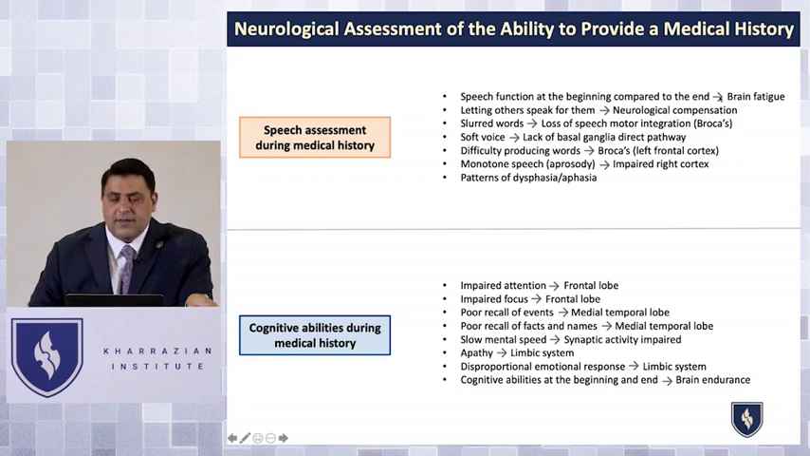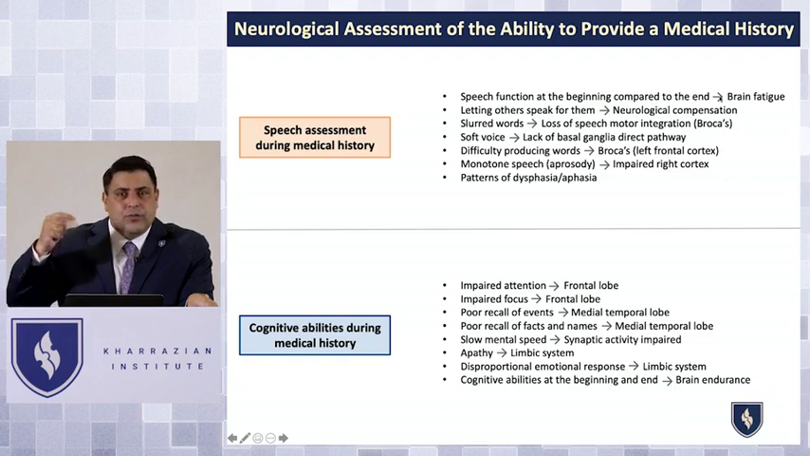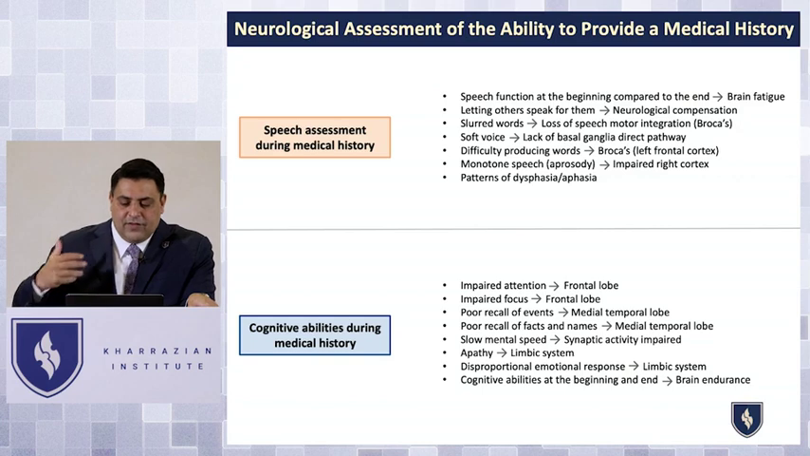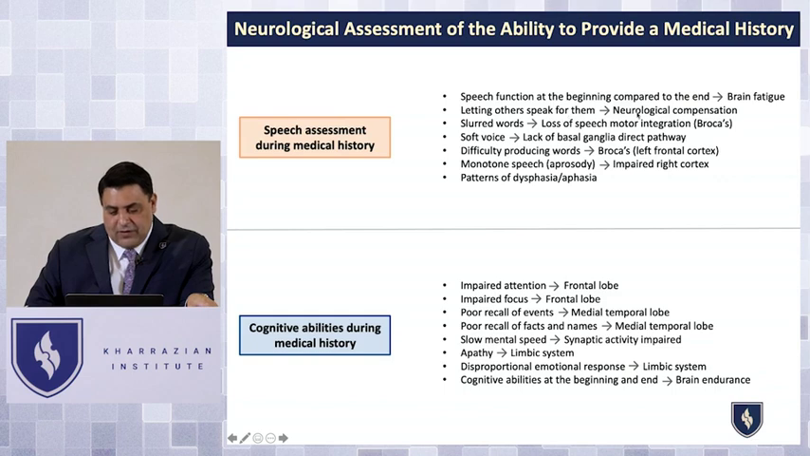Like you'll have some patients come in, they're doing history with you and they're boom, boom, boom, boom, boom. And as time goes on, they're dragging and they're slow and things are coming out very slowly. And those are signs of brain fatigue. So that's a clue to you that they may have some brain endurance issue. Letting others speak for them, that's a sign of neurological compensation. So usually you'll do history and sometimes the spouse jumps in every other word to help.